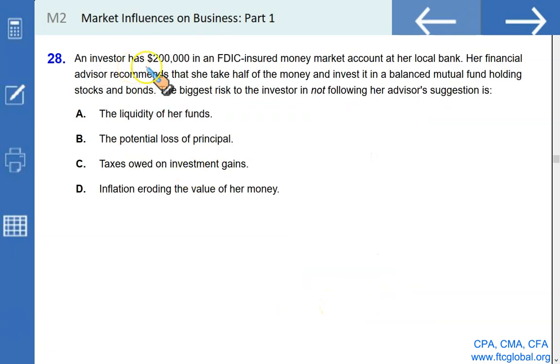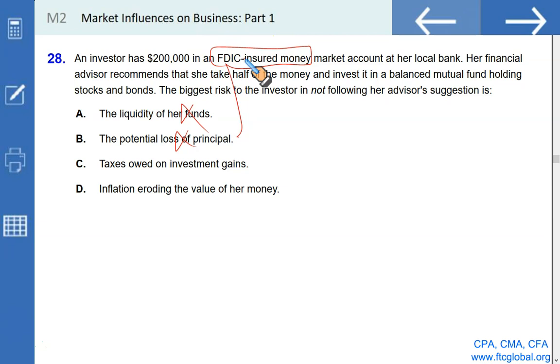Straightforward. An investor has 200 in an FDIC insured money market account. FDIC stands for Federal Deposit Insurance Corporation. So it's an insurance on your deposits. Her financial advisor recommends that she takes half of the money and invests it in a balanced mutual fund holding stocks and bonds. The biggest risk to the investor in not following her advisor's suggestion is... Liquidity of her funds, this is not an issue because money market accounts are highly liquid. You can withdraw whenever you want. Potential loss of principal, impossible. This is an insured account, FDIC insured money market account.